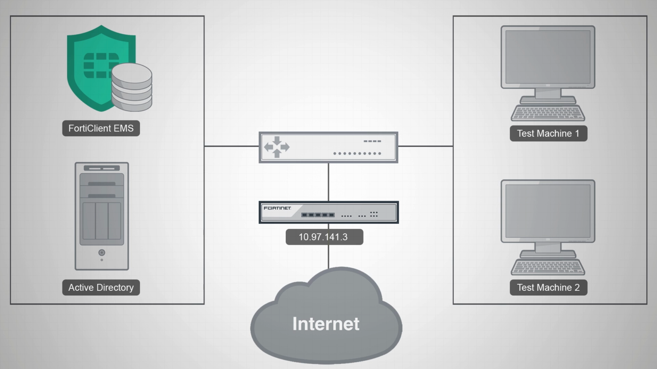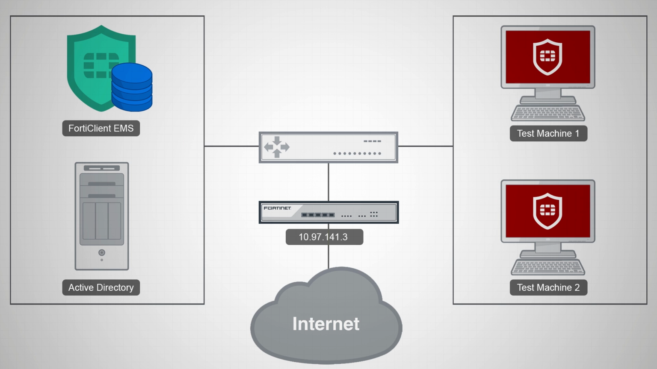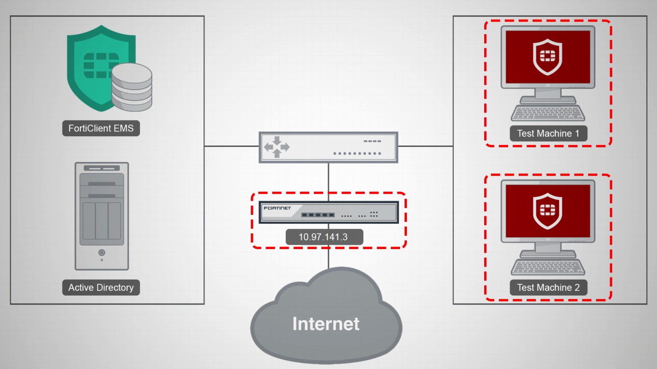This is what our example environment looks like. EMS will access Active Directory to obtain endpoint information, then it will import existing profiles from the FortiGate and generate custom FortiClient installers containing these profiles that will be automatically installed on each endpoint. As the profiles included the FortiGate's registration IP, the endpoints will register directly with the FortiGate, enforcing compliance.